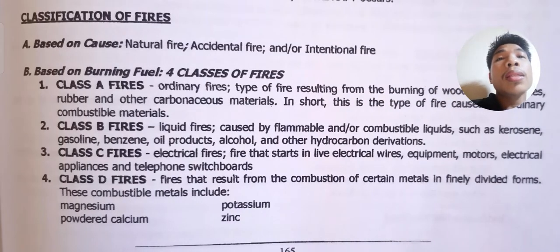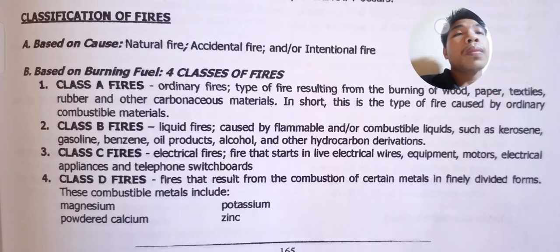Next is the classification of fire based on cause: natural fire, accidental fire, and intentional fire. Based on burning fuel, there are four classes of fires. Class A fires, ordinary fires, are the type of fire resulting from the burning of wood, paper, textiles, rubber, and other carbonaceous material. In short, this is a type of fire caused by ordinary combustible material. For example, burning wood or paper is an example of class A fires.